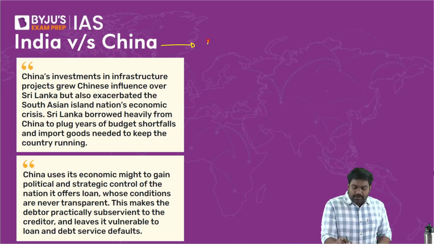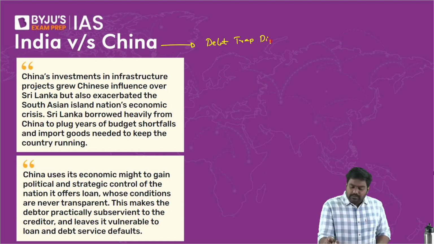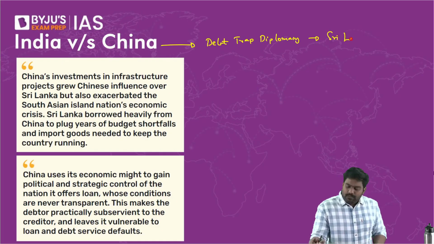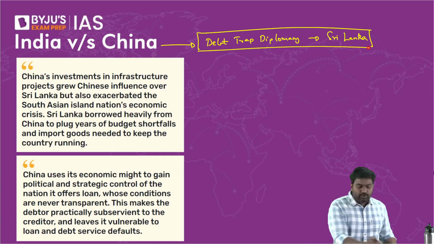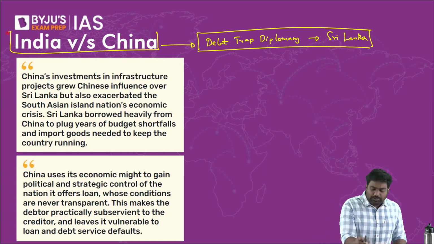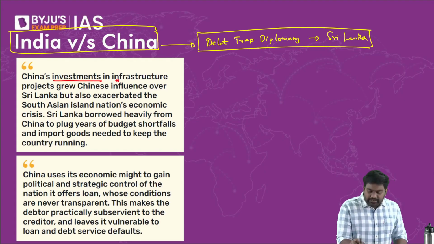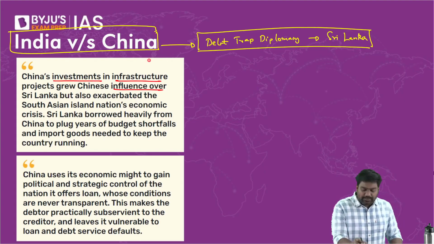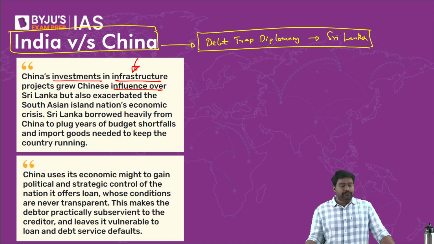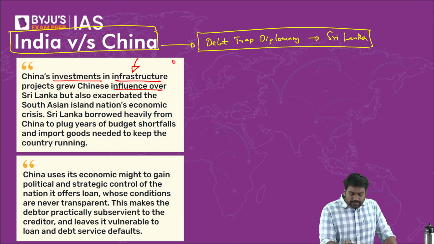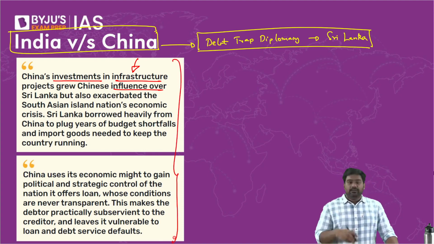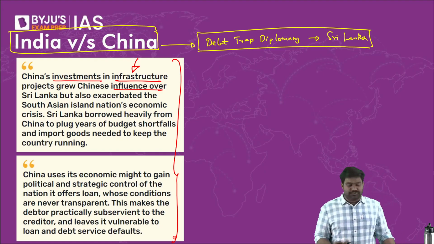So kindly remember how China's debt trap diplomacy has affected Sri Lanka and what impact it has on Indian interests in the Indian Ocean. This could also be a potential question. So please look at these points that I've added here. I've taken a clipping from a very important news article. Just read this and you can use these points directly to describe the debt trap diplomacy of China.